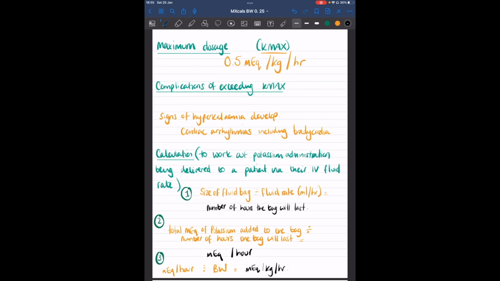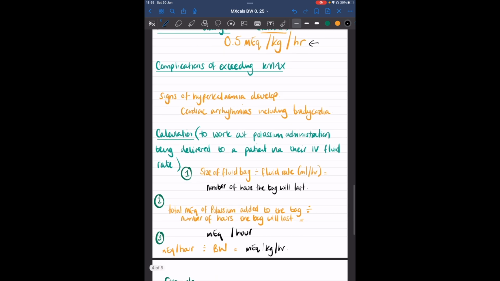So the calculation to work it out: we've got a patient on fluids that is being given potassium, and we are working out whether the potassium is being given, at the rate the fluids are going, within or under this Kmax here of half a milliequivalent per kilogram per litre.